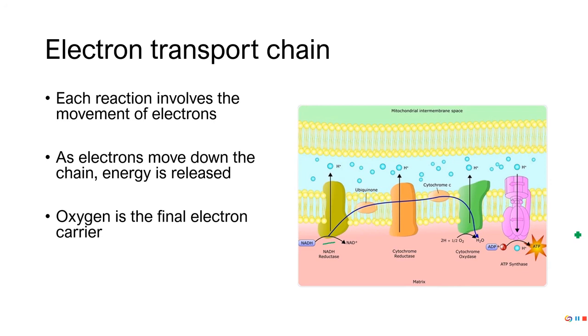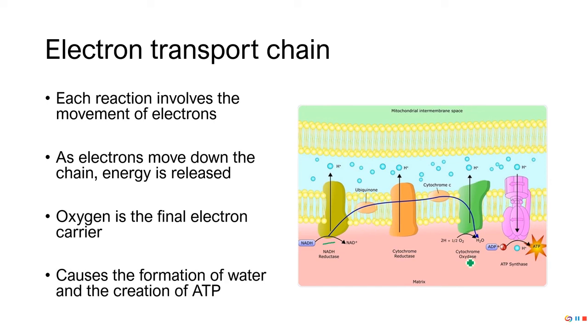It will hold on to a pair of electrons. One molecule of oxygen can hold on to a pair of electrons. And ultimately, what happens is, and you see it right here, that we form water and we form ATP.